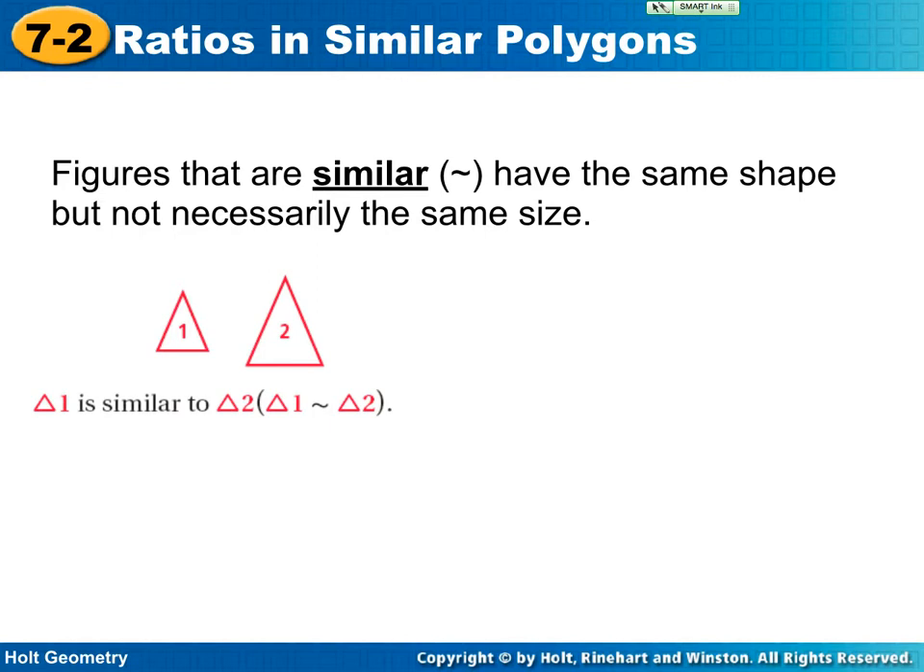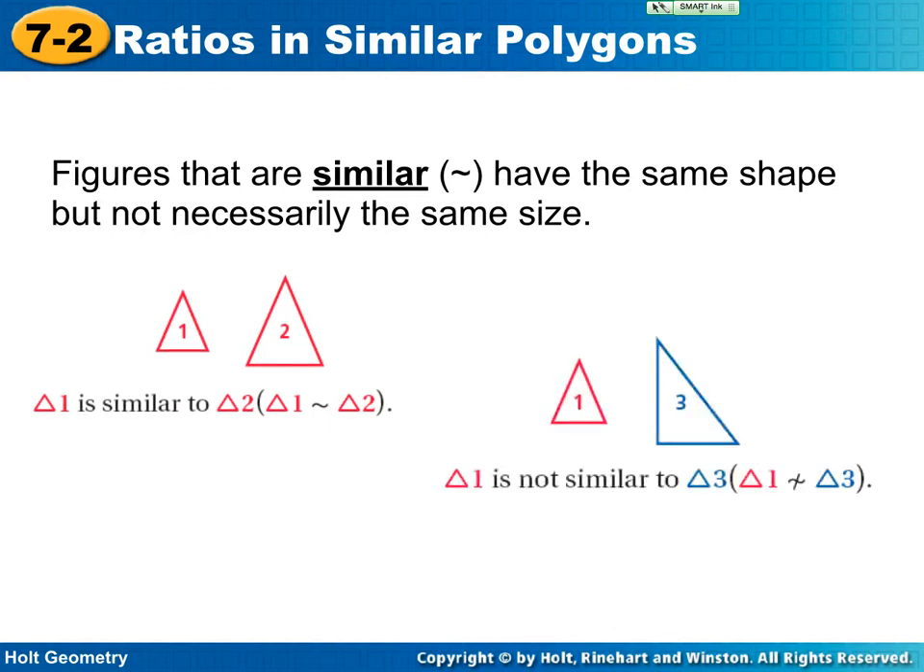Okay, so those two triangles are similar. They look like they're the same shape, same kind of triangle, but they're not necessarily the same size. One is bigger than the other. On the right-hand side, again, I've got two triangles, but those are not similar. That looks more like a right triangle instead of just an isosceles triangle. So just because they're triangles doesn't mean that they're the same shape.